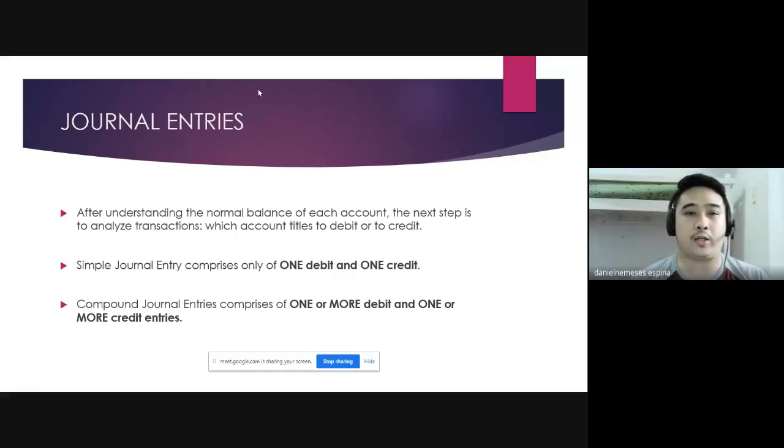You also need to understand that for every journal entry, the debit should equal the credit. Okay? So the total debit entries must equal the total credit entries. Okay?